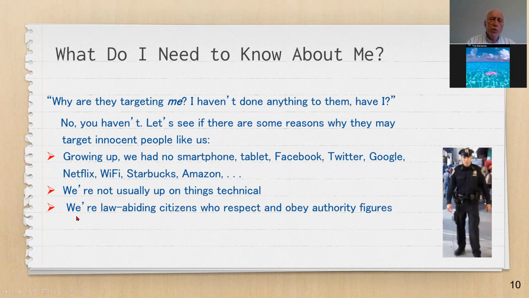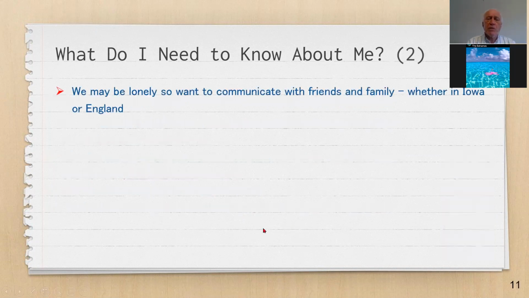Now, here's an important one too. We're law-abiding citizens. Most retirees and senior citizens are law-abiding, and we respect and obey authority figures. If a policeman says stop, or the IRS says you owe us some money, we obey the law. We pay our taxes and all that wonderful stuff. And the reason I mention that is they know that, and so very often they will pretend to be some kind of authority figure, whether it's from your bank or the IRS, or from Google or Microsoft or something like that. They will pretend to be somebody higher up, and we tend to believe it, right?